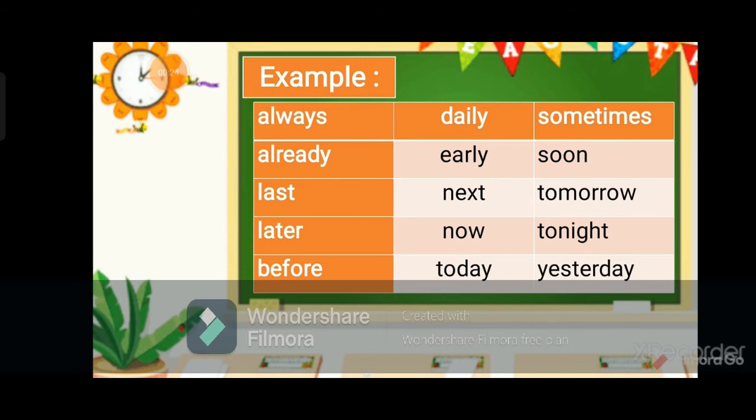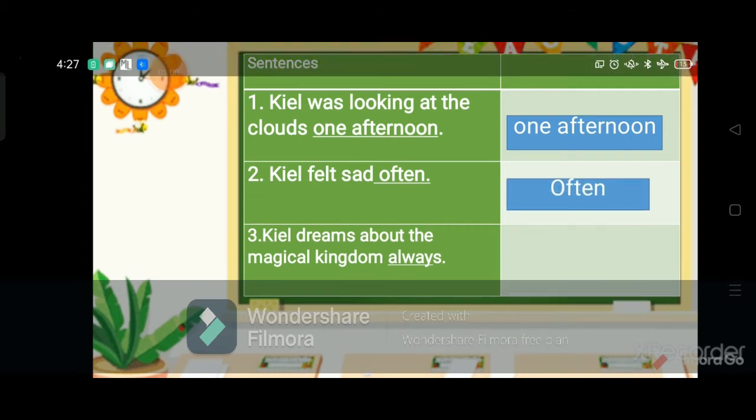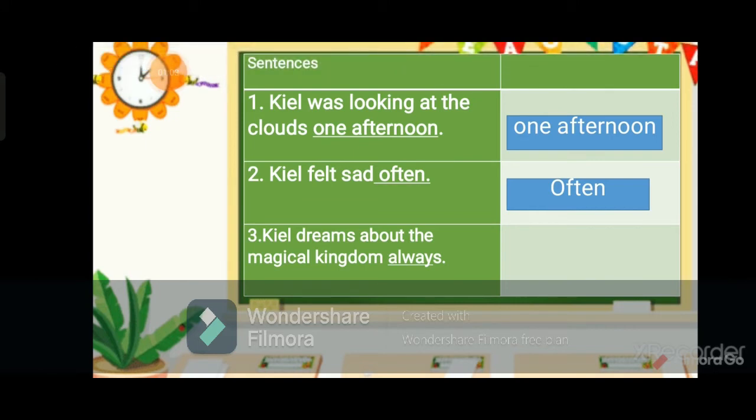Now, we will use those words in a sentence. Number one, Kill was looking at the clouds one afternoon. Number two, Kill felt sad often. Number three, Kill dreams about the magical kingdom always. When did Kill look at the clouds? One afternoon. Number two, how frequently did Kill feel sad? Often. Number three, how often does Kill dream of the magical kingdom? Always. One afternoon, often, always are adverbs of time. That's right.